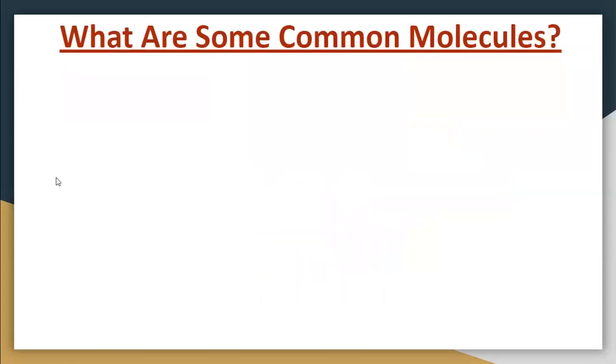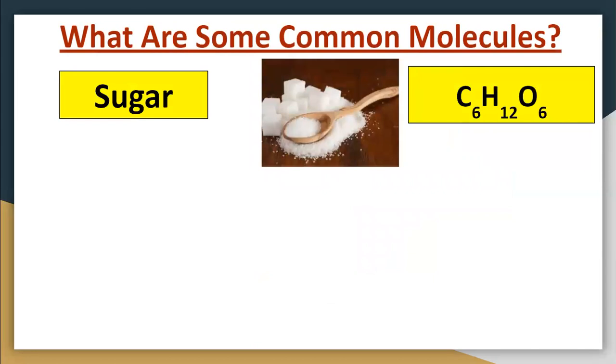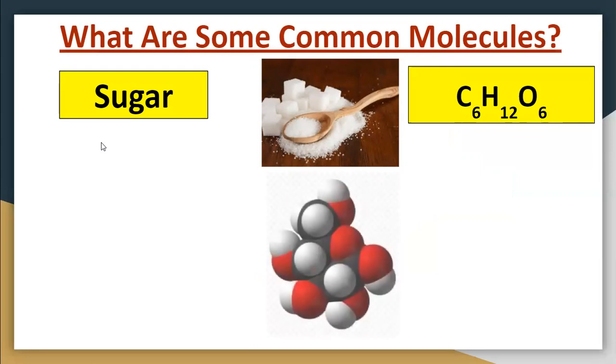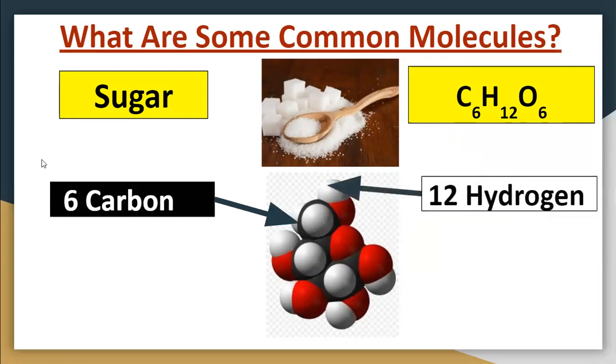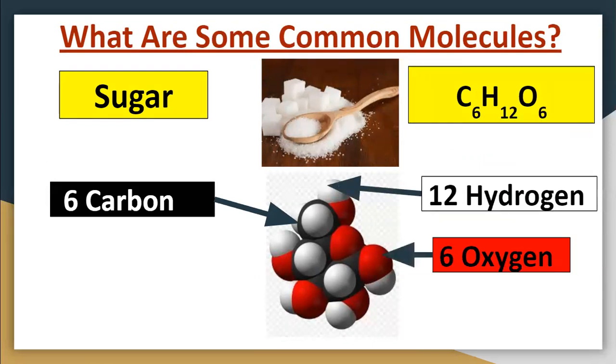What are some common molecules? Here's another one, sugar. That one's a little bit more complex. It's actually glucose. 6 atoms of carbon, 12 atoms of hydrogen, and 6 atoms of oxygen. Let's see what that looks like. There it is. And you have 6 carbon, they're the dark ones, the dark gray, black color. You have 12 hydrogen, they're the white ones. And then you have 6 oxygen, those are the red ones. So that is a molecule of sugar.